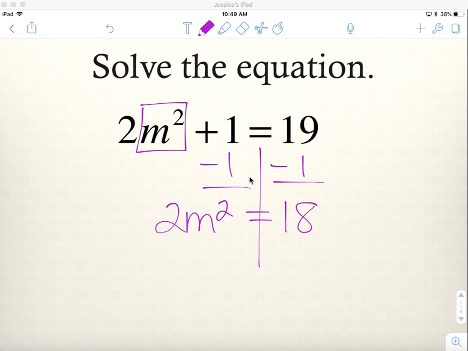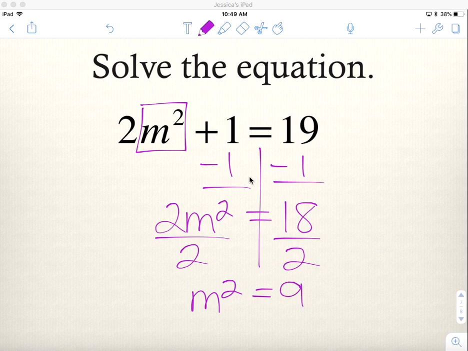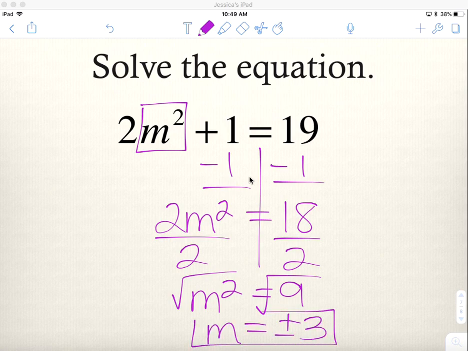Now it's time to get rid of the 2. Since that's 2 times m squared, we're going to divide it on both sides. And we're left with m squared equals 9. Now, this is not your final answer. Remember, we want m completely alone. So my final step is to square root both sides. And the square root of 9 is plus or minus 3.